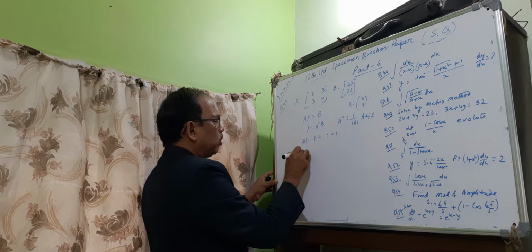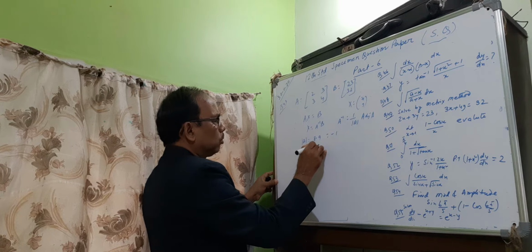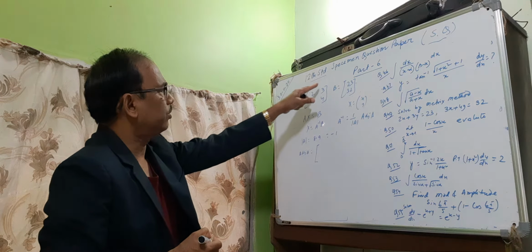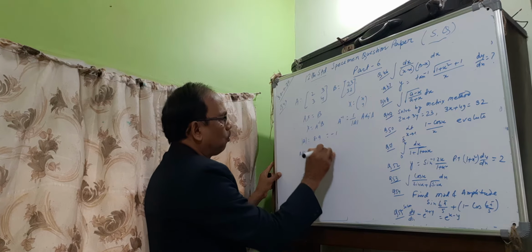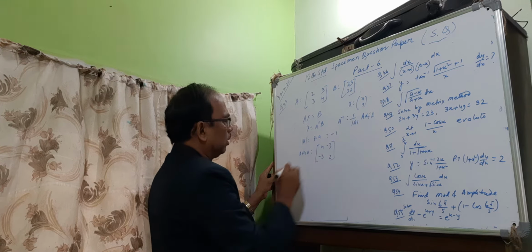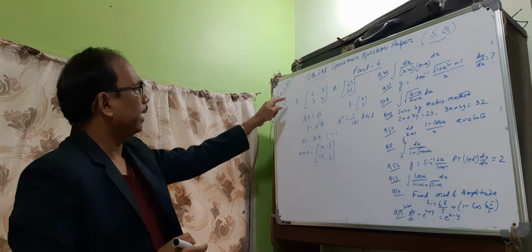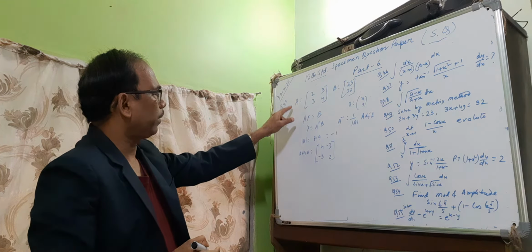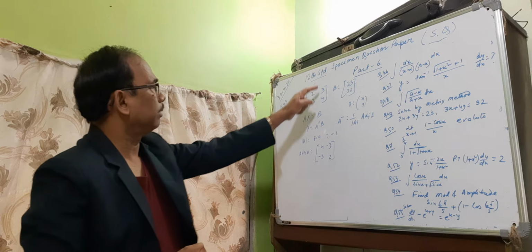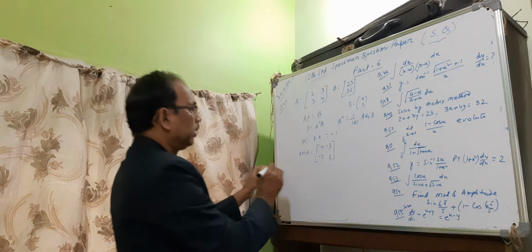The adjoint of A equals the adjoint of the matrix A. Interchange the diagonal and change the sign of the other diagonal. That is 4, 2, minus 3, minus 3. Adjoint of A, I am telling again: A is this, and for the adjoint we interchange this diagonal, it is a 2 by 2 matrix, and change the sign of this diagonal.